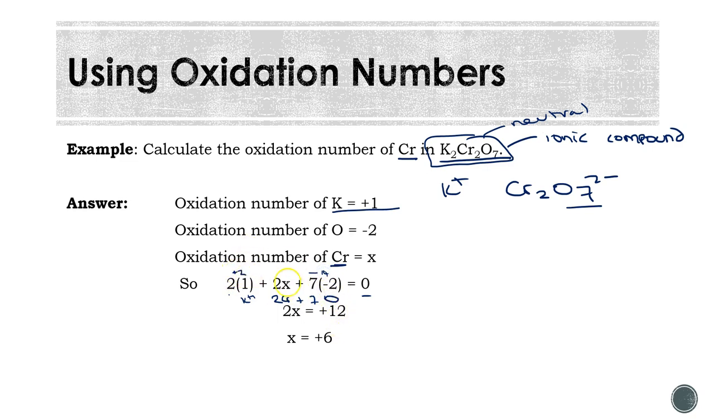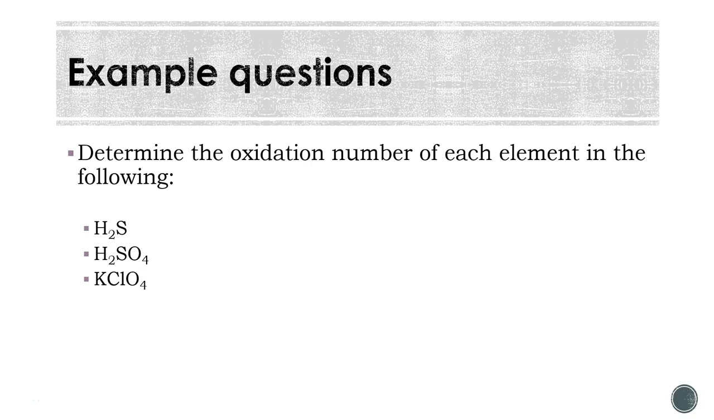So I'll end up with -12 plus 2x. When I rearrange, I'll get 2x equals 12. Divide both sides by 2, and I'll get x is equal to 6. This is telling me that the oxidation number for chromium is +6. Okay, so let's have a look at a couple of other examples fairly quickly.